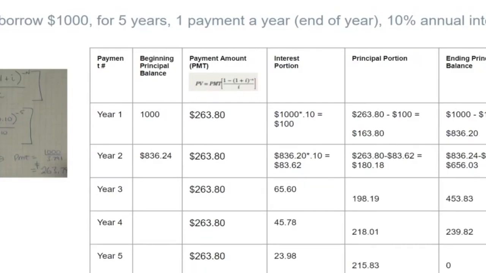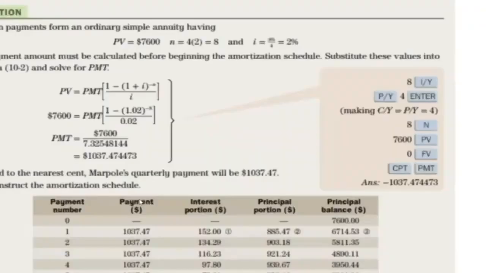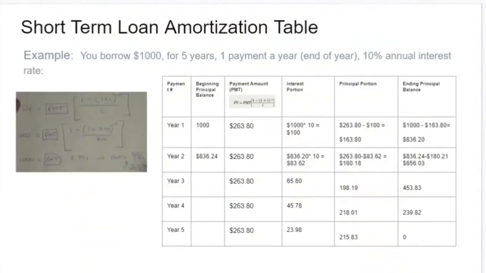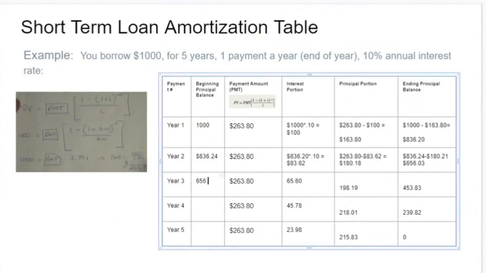Now, instead of writing out all the mechanics here, I've just put down the quick answers. So we got here, let me go back. Here, this 656.03 becomes the beginning balance in year 3. The $263 would be the payment amount that we've determined. So we'd say, okay, what is the interest portion? Well, it's the 656.03 times 10%, which is 65.60. That's where that comes from.